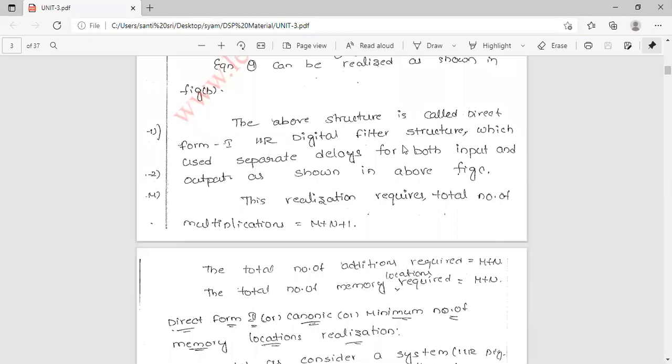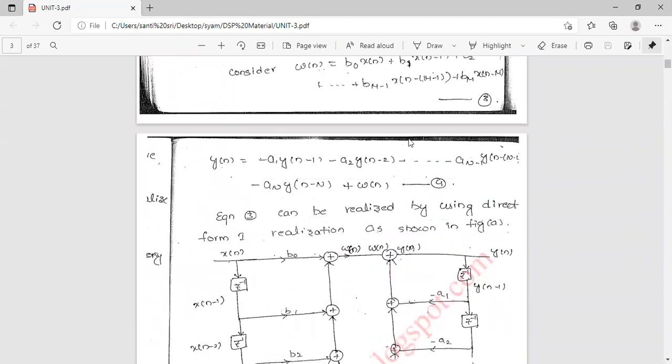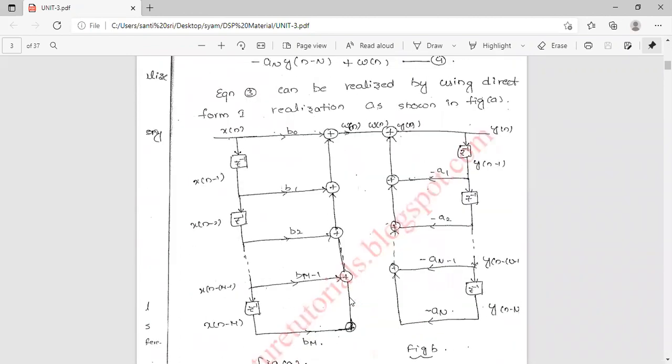Is it clear? Direct form 1 is clear. So simply we are writing this. This is the equation. This equation can be arranged in this structure, direct form 1 structure, like this. Okay, this is the direct form 1 structure.